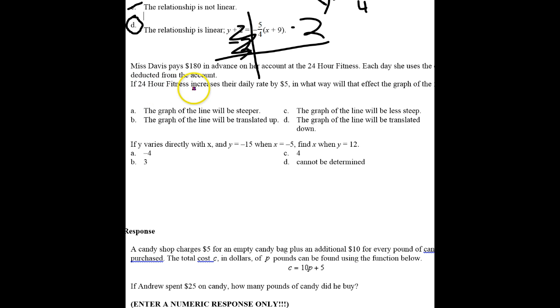If 24-Hour Fitness increases their daily rate by $5, what does rate mean? Well, remember when we talked about rates of change? Rates of change means the same thing as slope. And you're increasing the daily rate, so you're increasing the slope. If you increase the slope, that means that the graph of the line will become steeper, because remember we said slope is how steep something is. And if you increase the slope, then you're increasing the steepness.